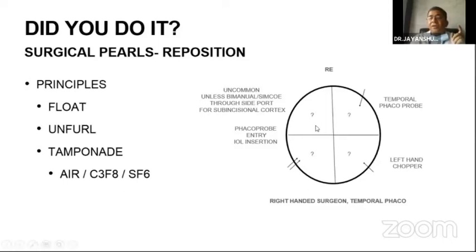These two positions are because of the phacoprobe entry and IOL insertions, where we are forcing things into. This one is mostly because of the cross effect of the chopper that we are using, because our phacoprobe is going to the left and our chopper is going to the right, and if we are not careful, this is the area where we will have a chopper induced injury. So if we see this lower nasal quadrant, mostly we will get the tears.